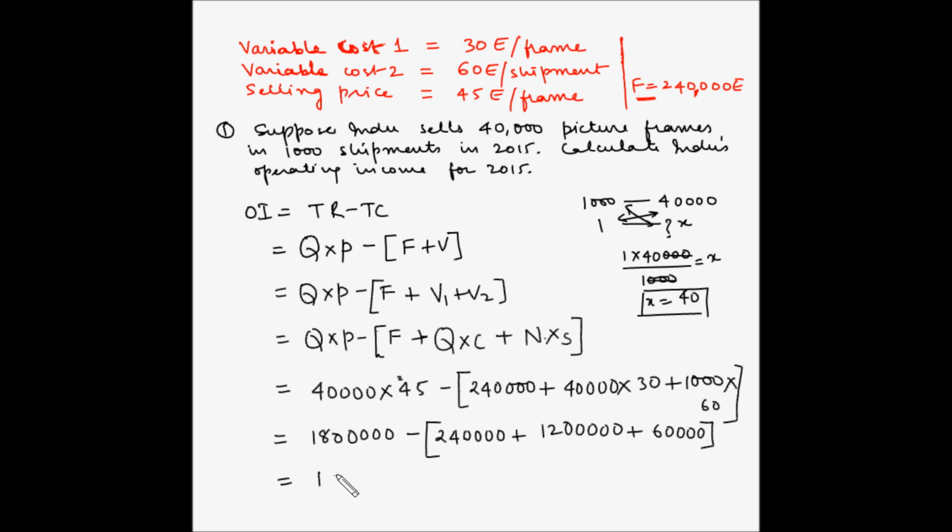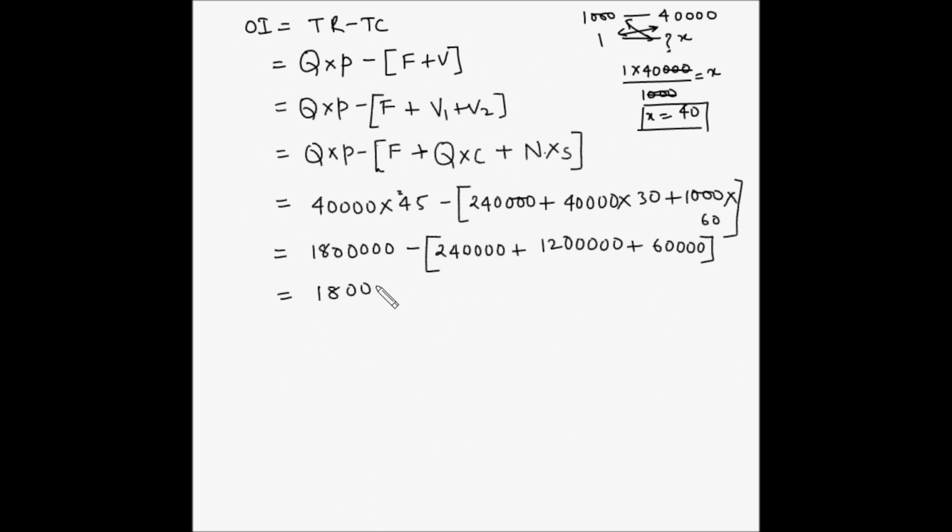And this is equal to 1,800,000 minus. So let's add these terms in the bracket. The total comes out to be 1.5 million, 1,500,000. And this is 1.8 million. So the difference is 300,000 euros. So this is the operating income if there are 1,000 shipments.